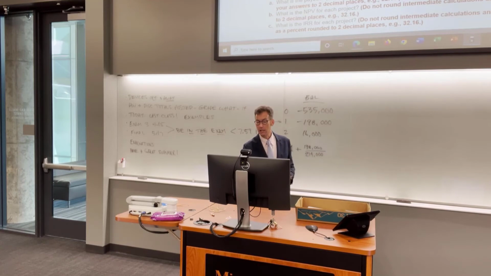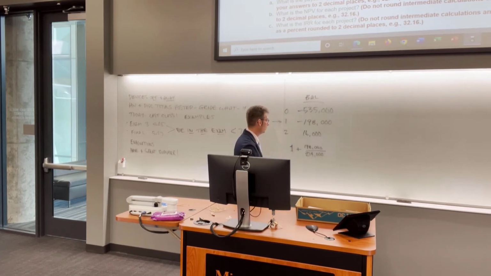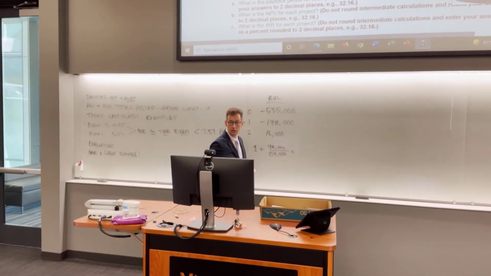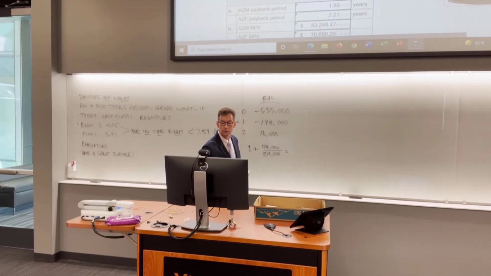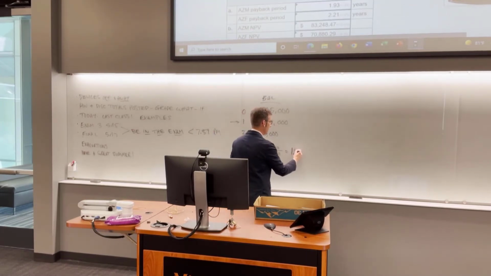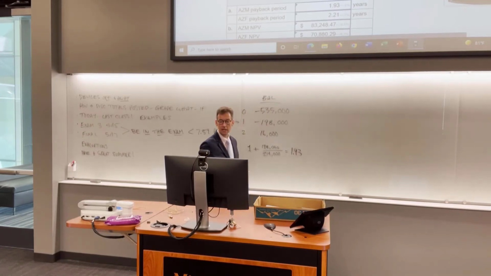So I'm going to take 198,000 divide by 214,000 equals plus 1 equal. I'm getting 1.925, and they're saying to do it for 2 decimal places, and that gives us 1.93, which is exactly what it says in the answer. Are you with me so far? Okay, so that's AZM.